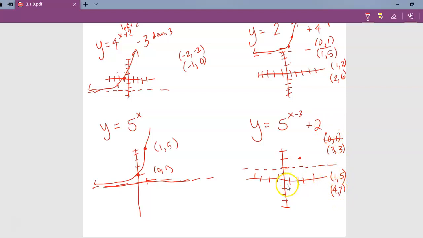Again, you can also do it by putting your pencil on 1, 5, which would be here. And then you can go ahead and move right 3 from there and up 2, you're going to get the same point, the 4, 7. Okay, so again, write down those coordinates, the 2 points you transformed. So in this case, 3, 3, and 4, 7, and then just sketch the graph.